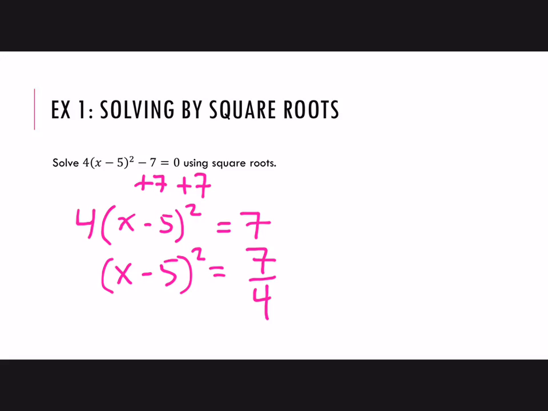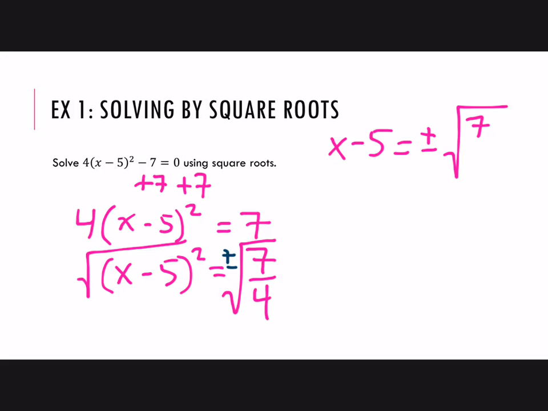I would suggest that you do that because it's easier to deal with square roots of fractions than it is square roots of decimals. Next, square root both sides, and then right away I like to put in a plus or minus sign so that we don't lose that second solution, the one that's negative. On the left, the square and the square root cancel, and we have x minus 5, and on the right we have plus or minus the square root of 7/4. Then we add 5 to both sides, and this gets written out front of the square root.